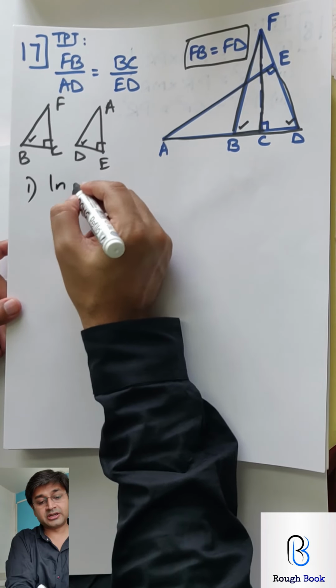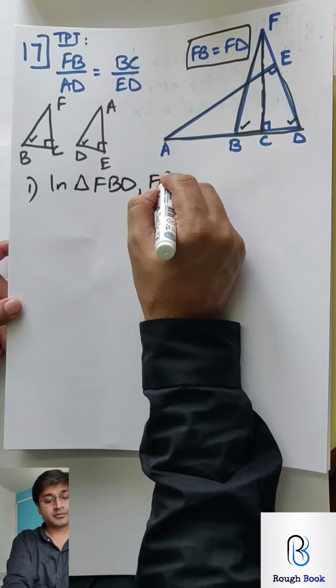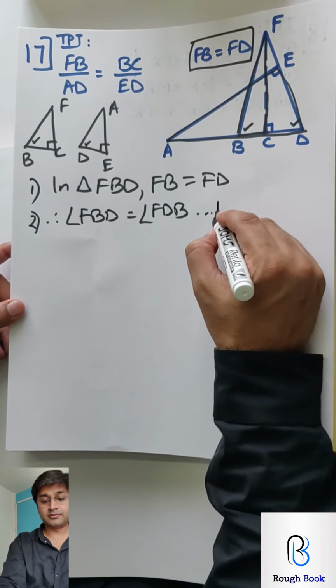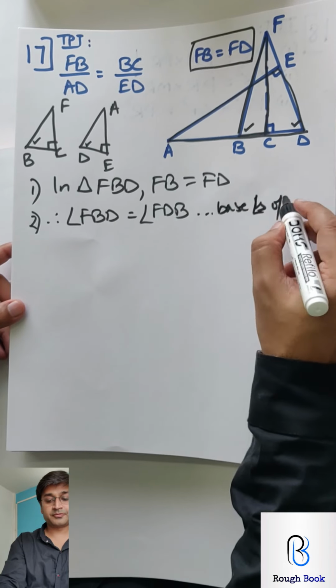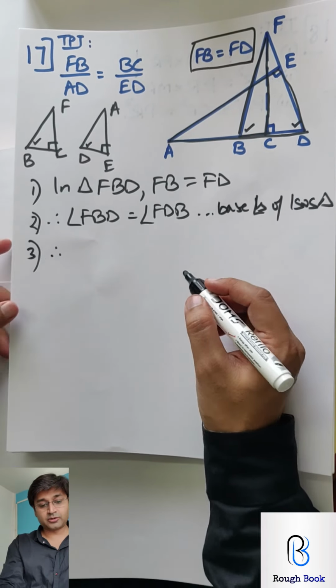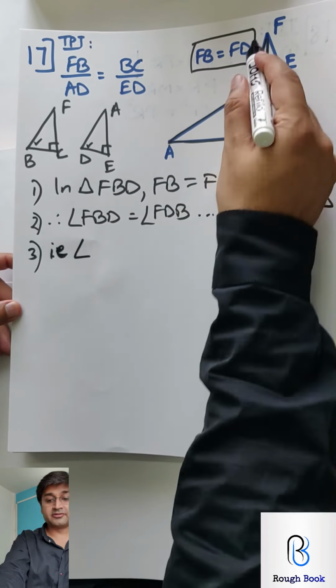Okay, so first one, in triangle FBD, FB equals to FD, and therefore angle FBD equals to angle FDB. These 2 angles equal, base angles of isosceles triangle. Third, therefore, now the base angles are equal, I am writing that so that I give correct one-to-one correspondence name. So for FBD I am writing FBC for this triangle, and for FDB I am writing it as ADE, sorry. So I get correct names.